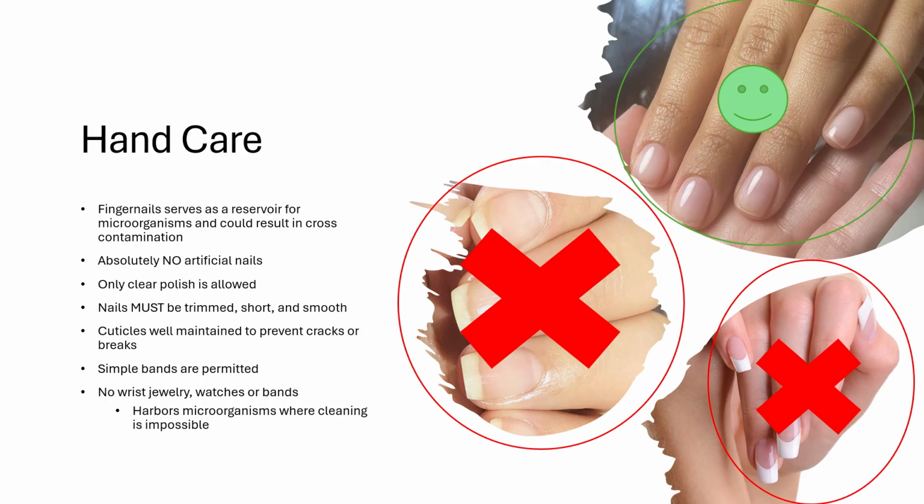Cuticles must be maintained to prevent any cracks or breaks. Simple bands are permitted. And if you do have any jewelry on the wrist or anything, I just don't want to see it. So I know that permanent jewelry is very popular. It's fine. Just make sure I can't see it. The best way to determine if your nails are too long is if you hold up your hands and you look at the palms of your hands and look above. And if you can see your nails, they're too long. You have to clip them.